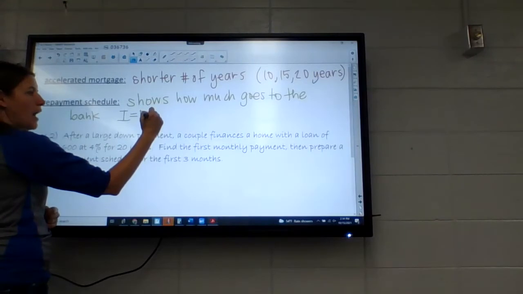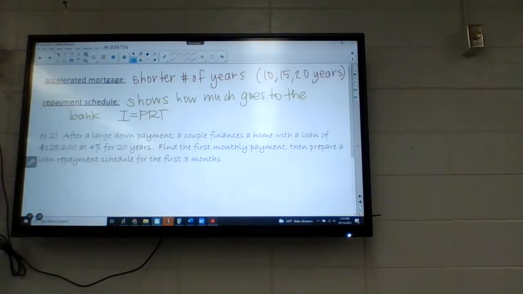So we're going to use that I equals PRT again to figure out the interest rate, or how much interest we're paying per payment to the bank, how much is actually going to our house.